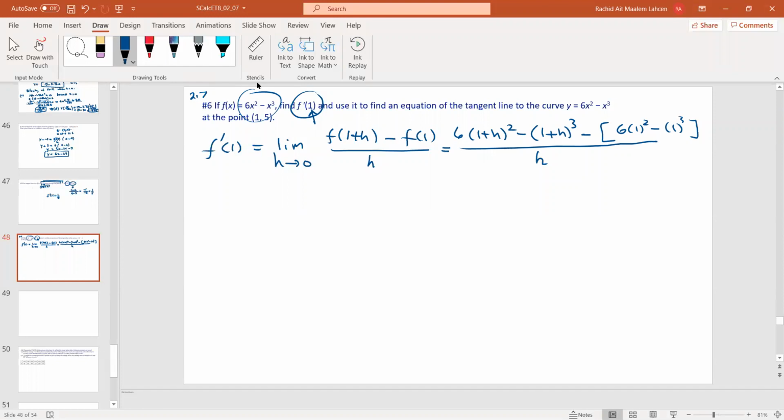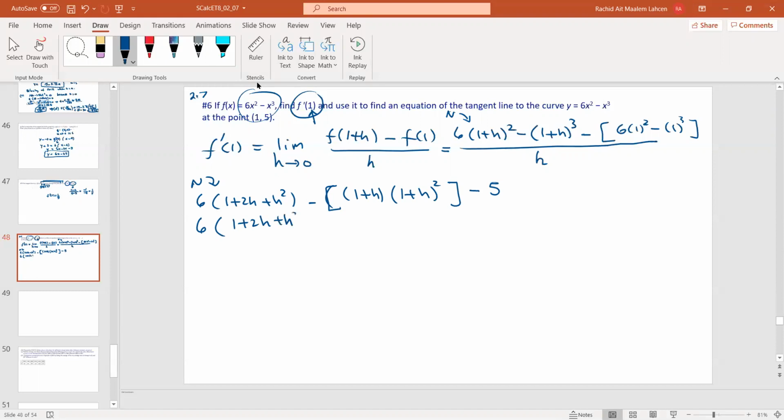So let's just work on this numerator part. This is 1 plus 2h plus h squared. This other one, you can try it maybe like this, it depends how you want to do it. And 6 minus 1 is a 5. So if you try it with this part, you're going to have 1 plus 2h plus h squared. Then 1 will be multiplied by that, right?